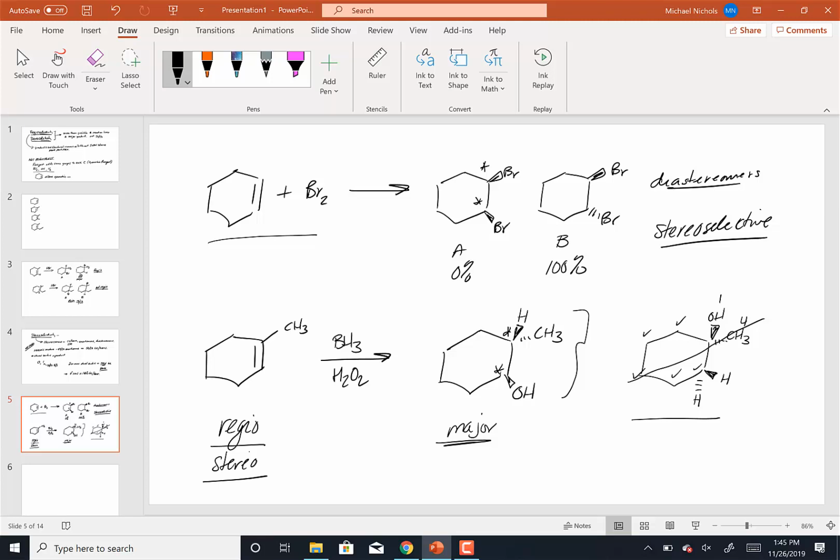So when I ask you about regio and stereoselectivity, I am going to explicitly tell you: is the reaction regio or stereoselective, or both, or neither, in the formation of the major product? Because for some reactions like this one, it may be stereoselective in the formation of the major product, but not in the minor product.